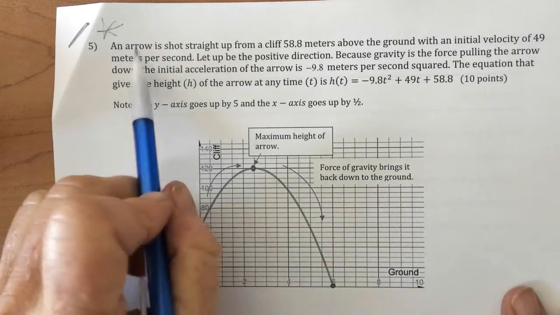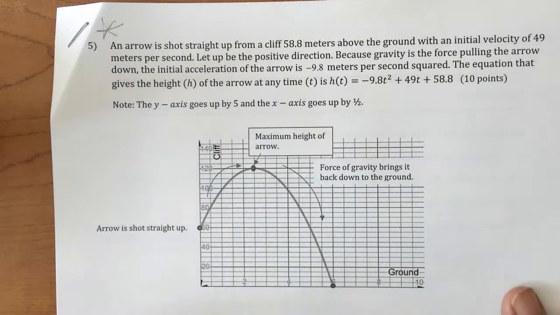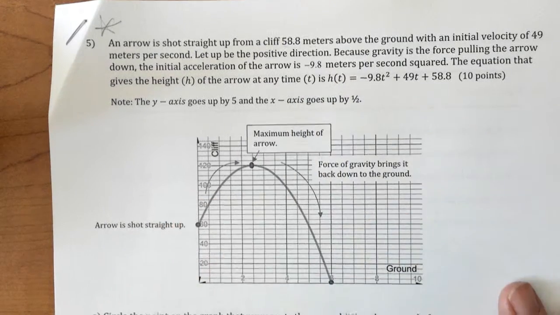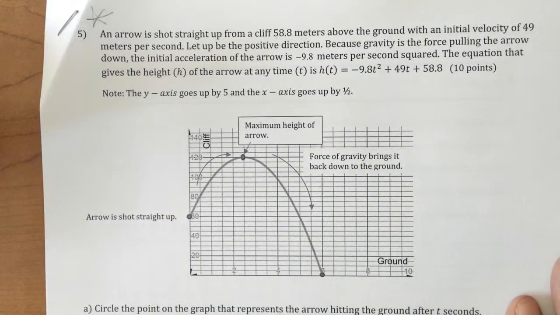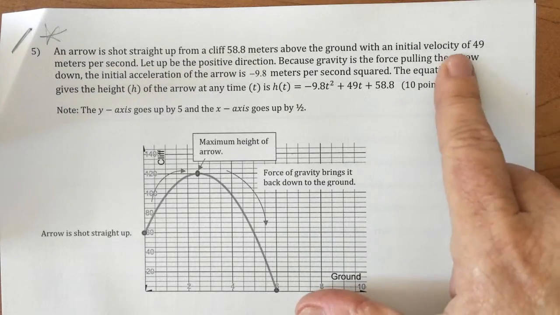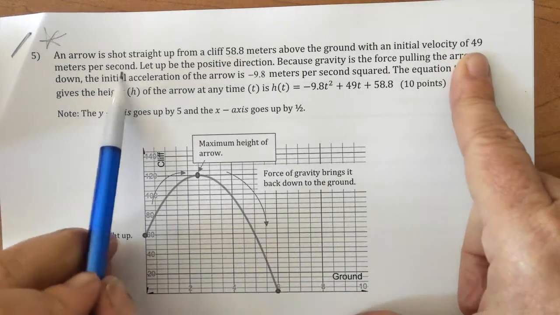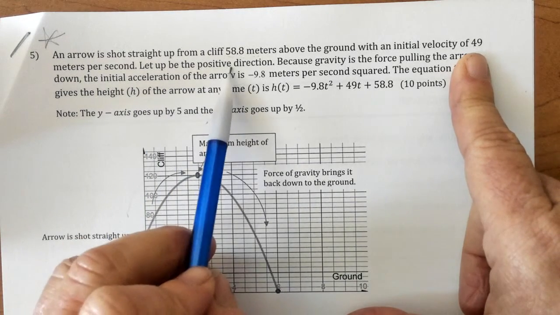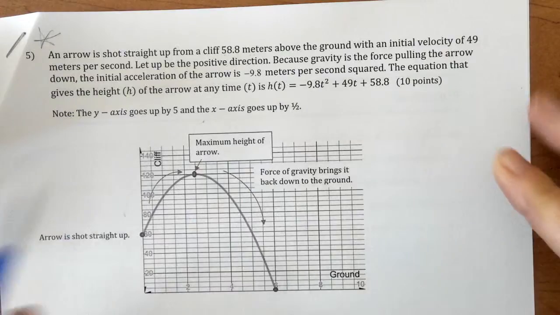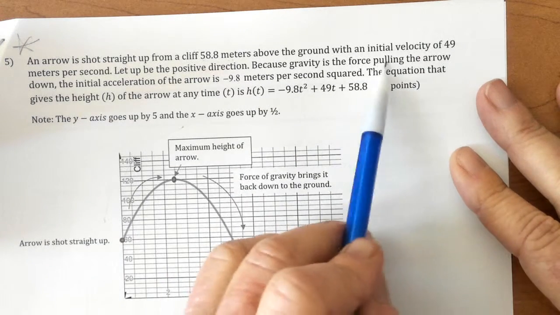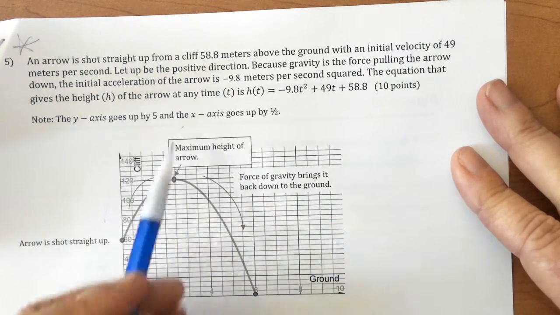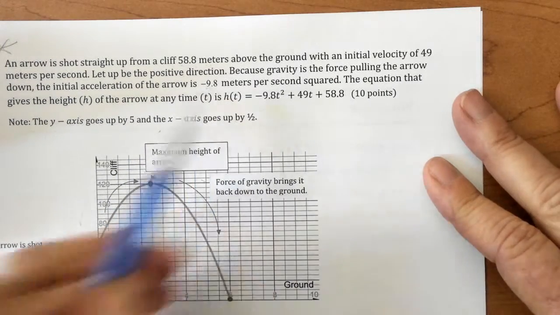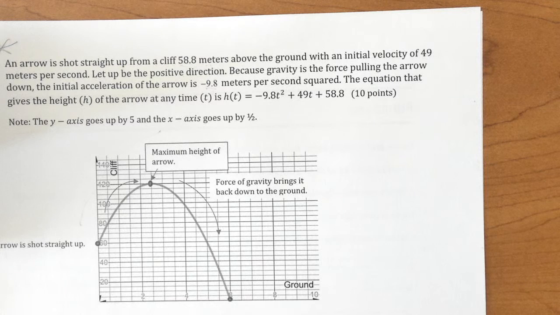You've got an arrow that's shot straight up from a cliff, and you are 58.8 meters above the ground. So you shoot this arrow up, and it's got an initial velocity of 49 meters per second. You know that this shooting up is going to be positive, and you've got gravity that's actually working on the force, pulling the arrow down. So the initial acceleration of the arrow is -9.8 meters per second squared.